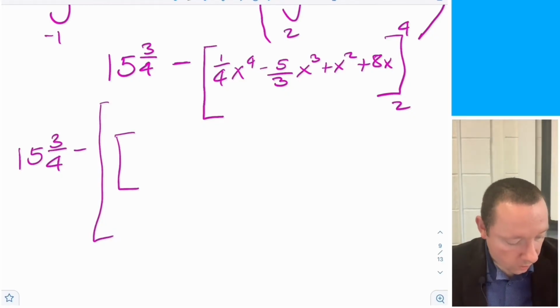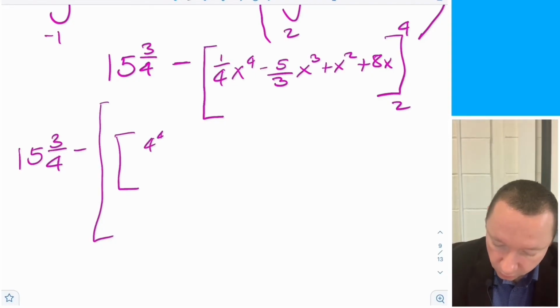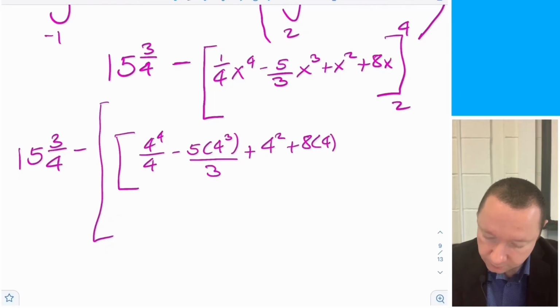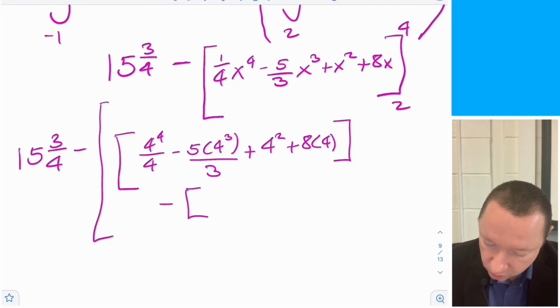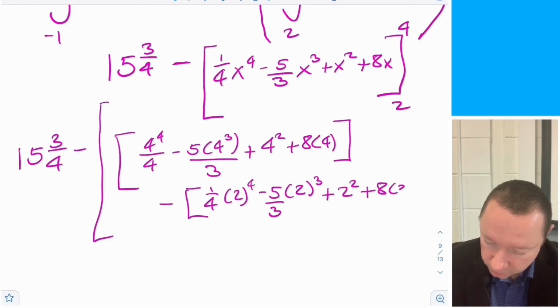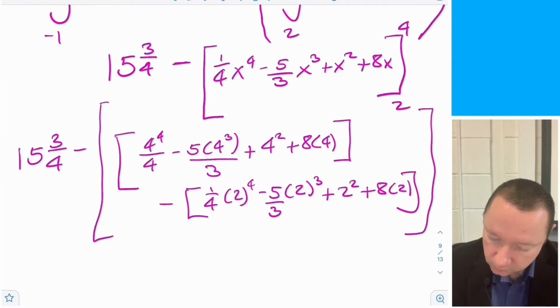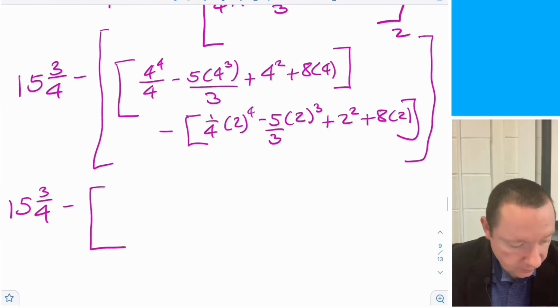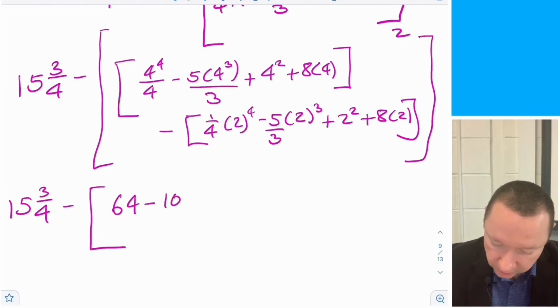So we end up with 4 to the power of 4 over 4 minus 5 times 4 cubed over 3 plus 4 squared plus 8 times 4. So that's our first limit. Take away our second limit, which in this case is 2, so it's 1/4, 2 to the power of 4 minus 5, 2 cubed over 3 plus 2 squared plus 8 times 2. 15 3/4 minus the first bracket, it's 64 minus 106 2/3 plus 16 plus 32.